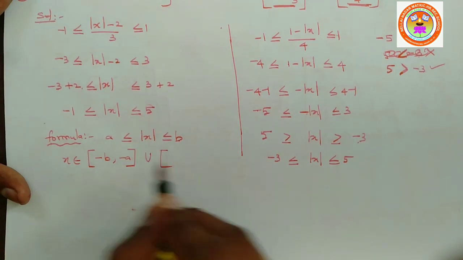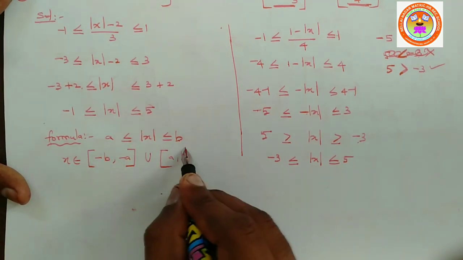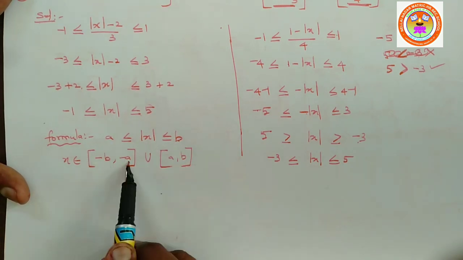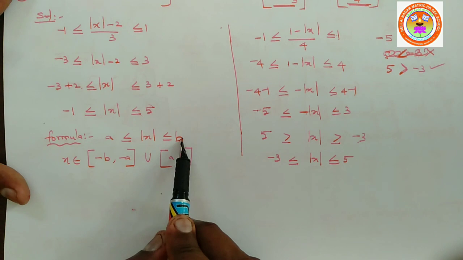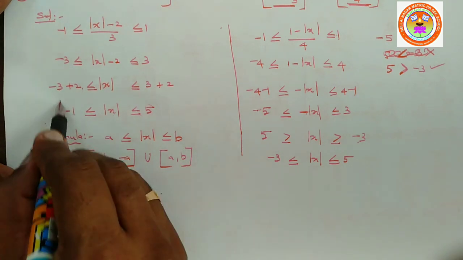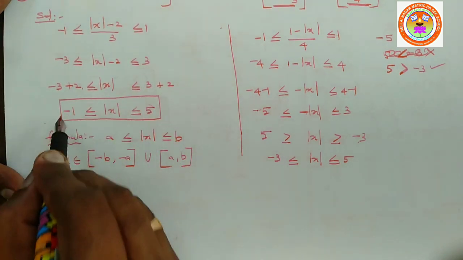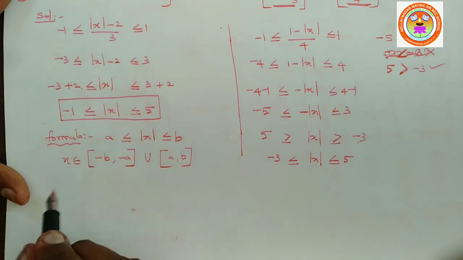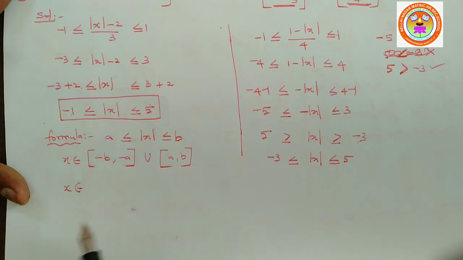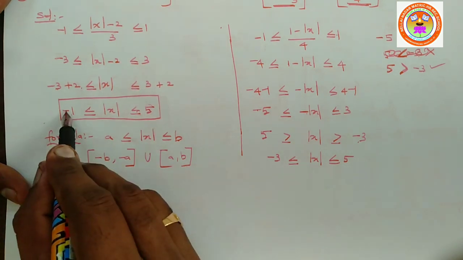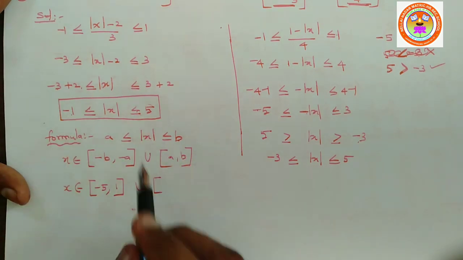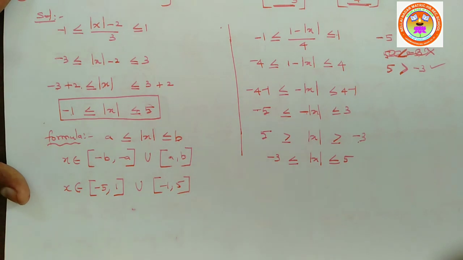union. Now write this a and b. You can understand what I am saying. Listen carefully. Change the sign: minus b, minus a, union a comma b. Yes sir. The same procedure follows for this one also. A less than or equal to x less than or equal to b. Therefore x belongs to, change the sign, minus 5, change the sign, minus becomes plus 1, union a comma b, minus 1 comma 5.